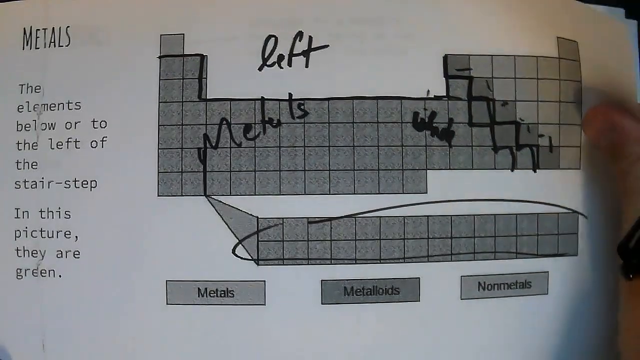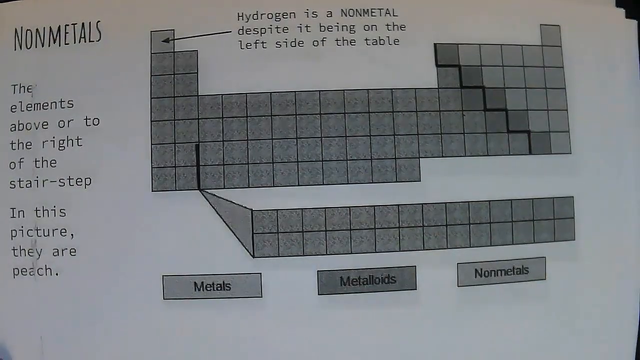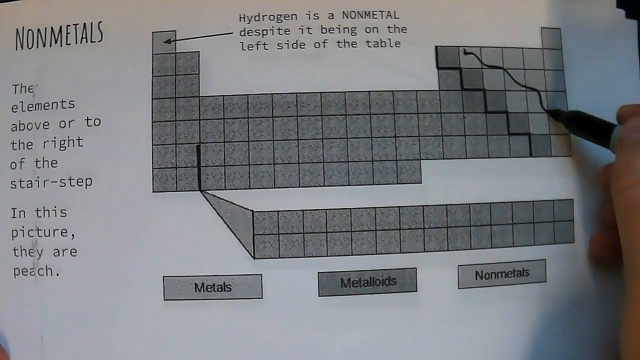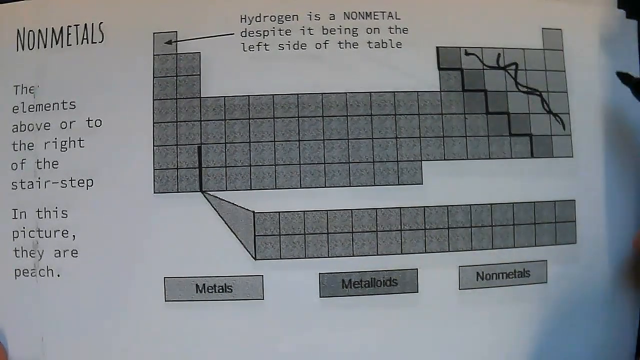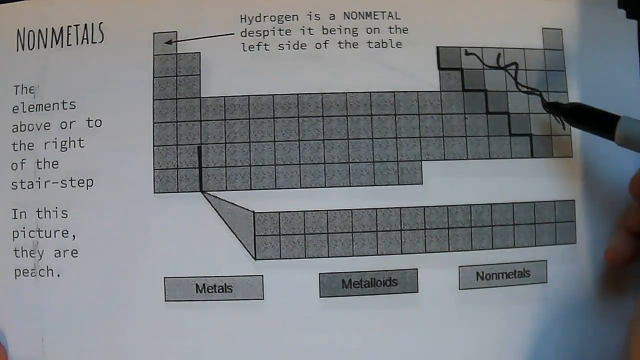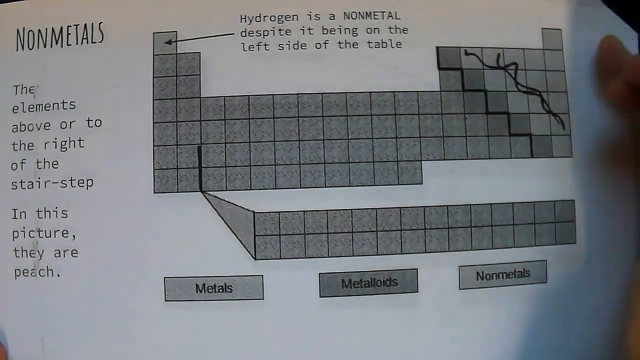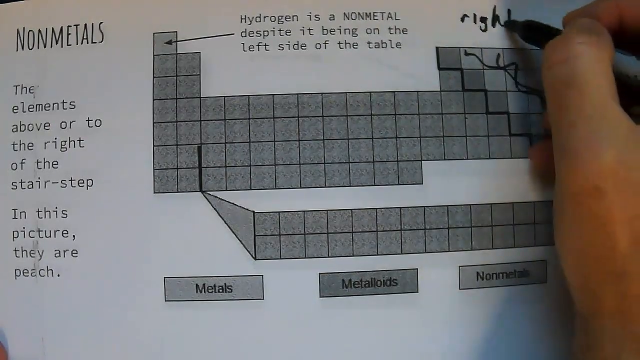Okay, and the nonmetals, these are on this side. This is the lighter stuff, okay? The lighter colored things here. And the nonmetals are to the right of the periodic table.